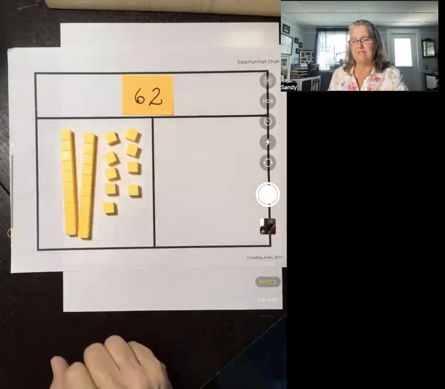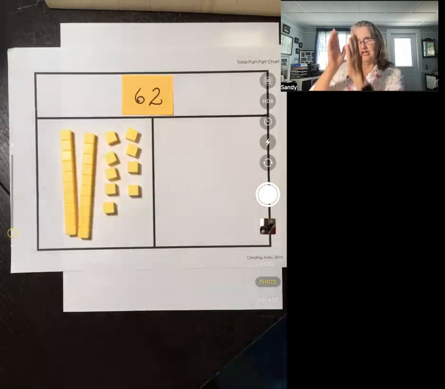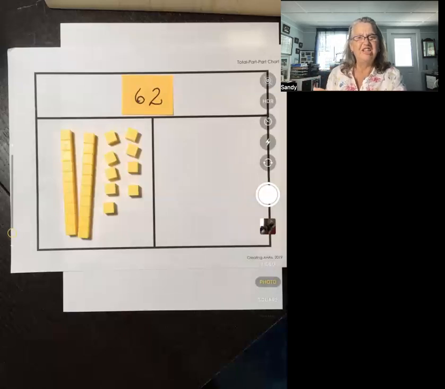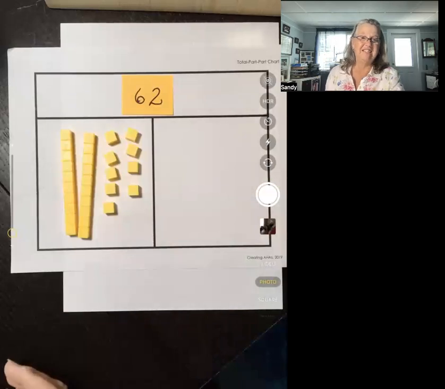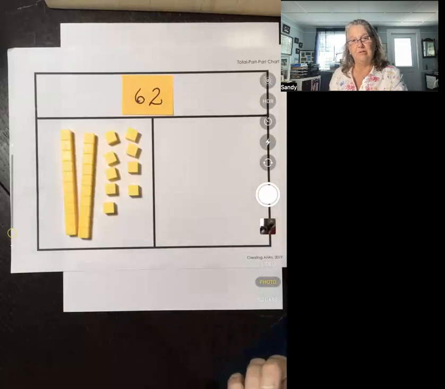Parents, a 10 frame typically is 2 columns of 5 squares put together. A 5 by 2, we turn it horizontally, vertically. The orientation of that frame does not change its value. It's always 10. So you'll see that being used. So that's a quick way to recognize values less than 10. And then we use it for place value and for teen numbers.